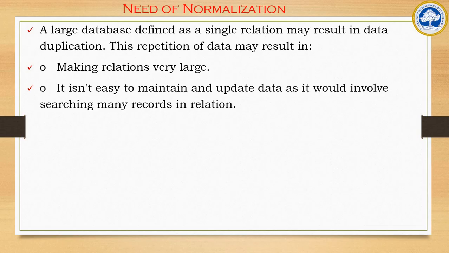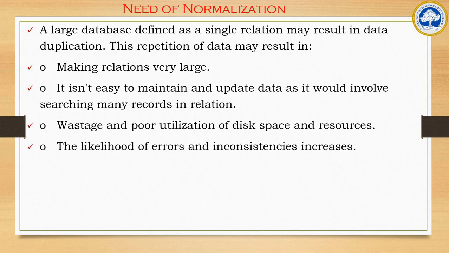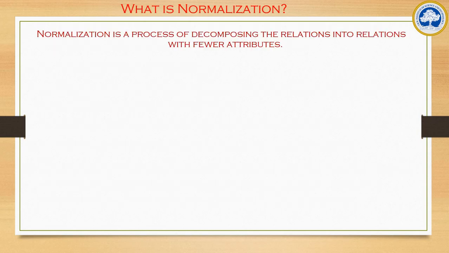Some data may be missed out, so there is wastage and poor utilization of disk space and other resources, and sometimes errors and inconsistency of data may increase. To handle these problems, we should analyze and decompose the relation with redundant data into smaller pieces of tables. To satisfy this desirable goal, we go for normalization.